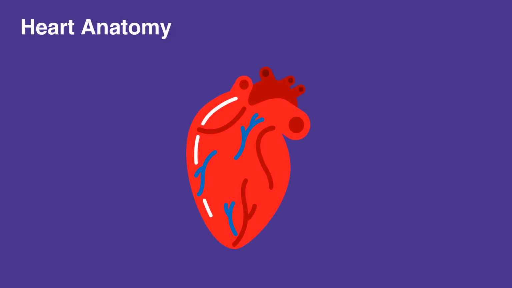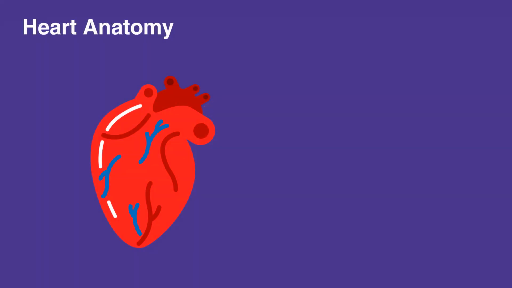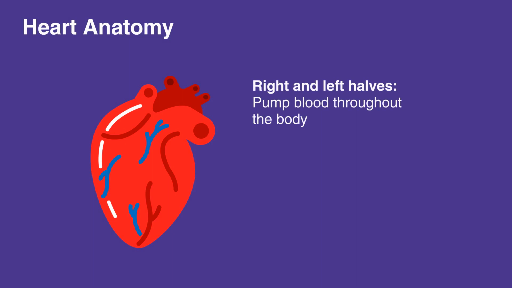The heart is a hollow muscle comprised of 4 chambers that are all surrounded by thick walls of tissue called septum. The 2 upper chambers are the atria, and the 2 lower chambers are the ventricles. The right and left halves of the heart work together to pump blood throughout the body.